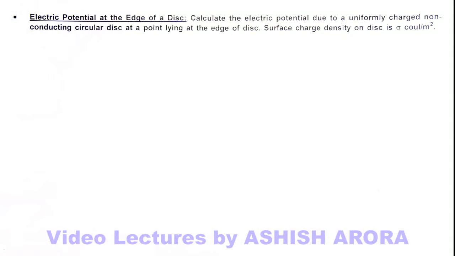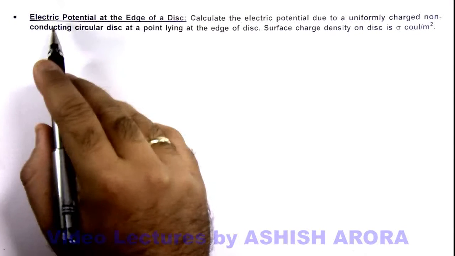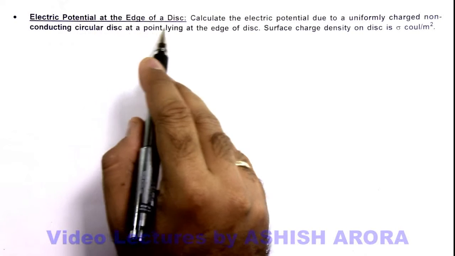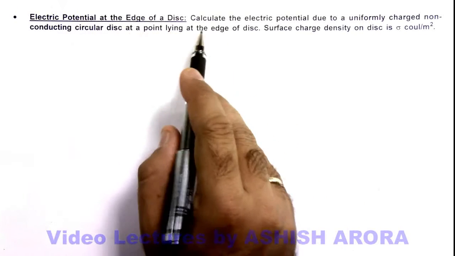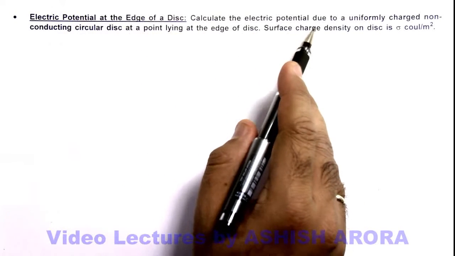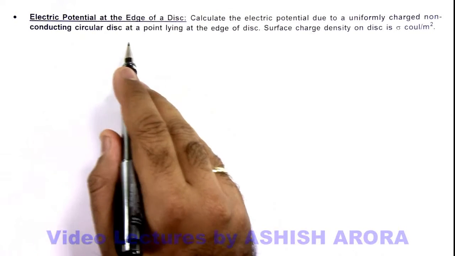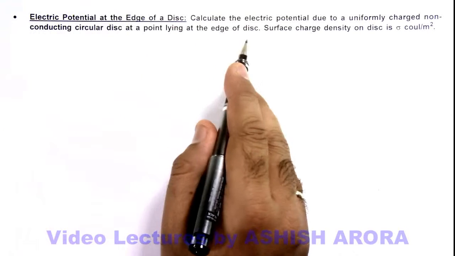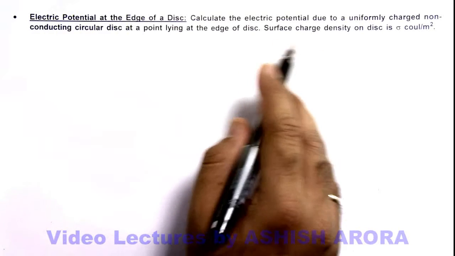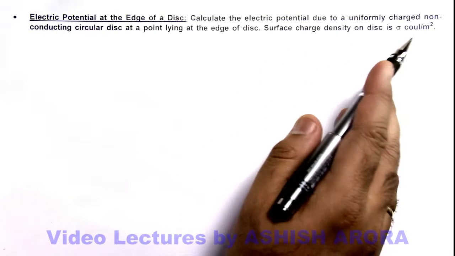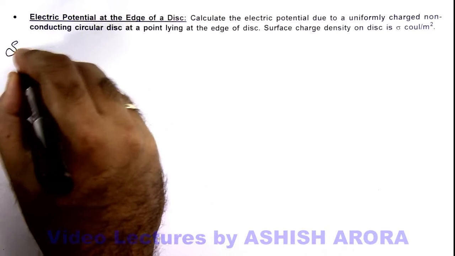In this illustration, we are going to study the electric potential at the edge of a disk. Here, we are required to calculate the electric potential due to a uniformly charged and non-conducting circular disk at a point lying at the edge of the disk. We are also given that the surface charge density on the disk is sigma coulomb per meter square.